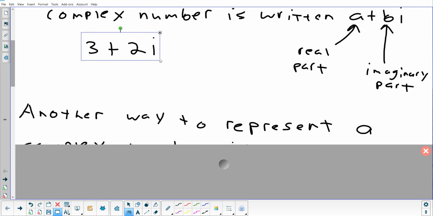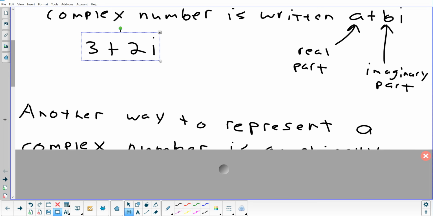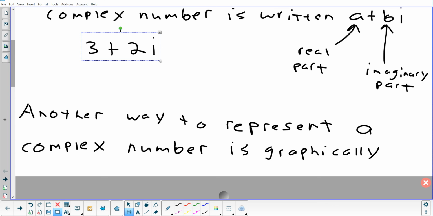Now, another way to represent a complex number is graphically. And if you want to write a complex number in trig form, you have to know the quadrant it's in. So that's kind of the point of this. Graphing it will show you the quadrant. Overall, it's pretty easy to graph this number. It's almost just like graphing the coordinate 3, 2. Basically what you'd be doing.